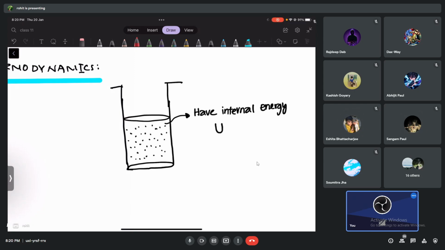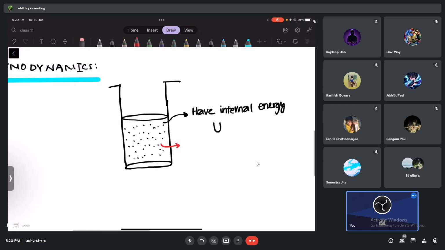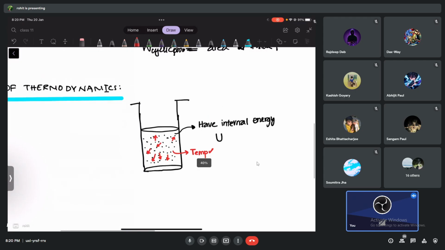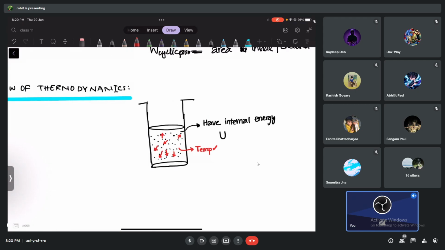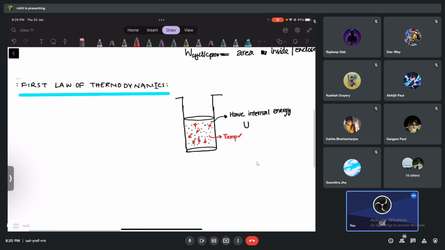How do I know that? Because right now they will be having certain temperature, and because of this temperature the gases are moving. They're moving randomly, but they are moving. And when they move, obviously, they have some internal energy because of some temperature. Now let's check. What can happen to the gas?